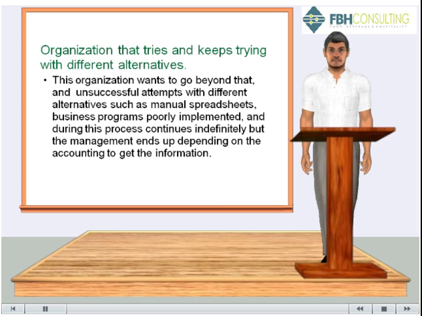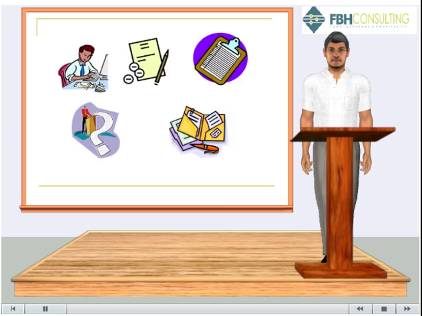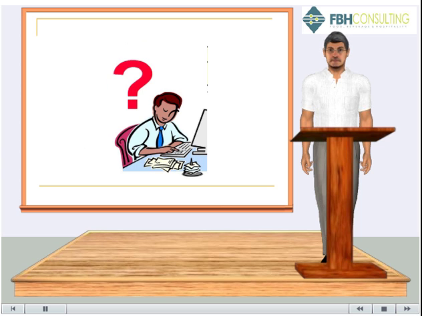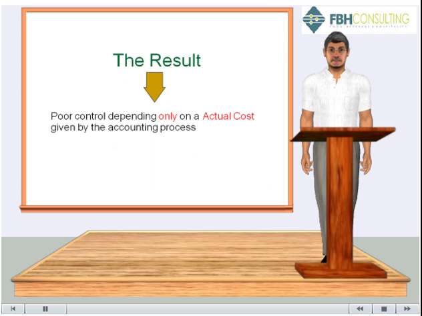The other type of enterprise is the one that keeps on trying with different options and alternatives. Manual paperwork, spreadsheets, commercial software poorly deployed, and continues doing this indefinitely. But management keeps depending on an imaginary accounting parameter to run the business. The end result is a deficient control schema, depending on a global parameter given by the accounting process. Now we will see the implications of the lack of control.